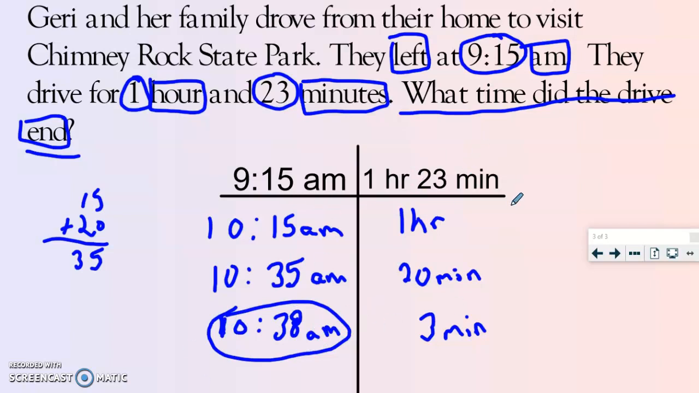So like I said, today we were just going over a couple of different examples of word problems you might see. And I just want to show you guys the different ways you can solve. So there's the T-chart method, and then there's the number line method. And it's whichever you're more comfortable with.